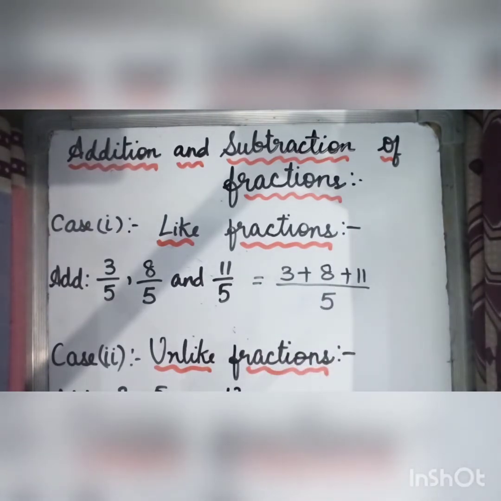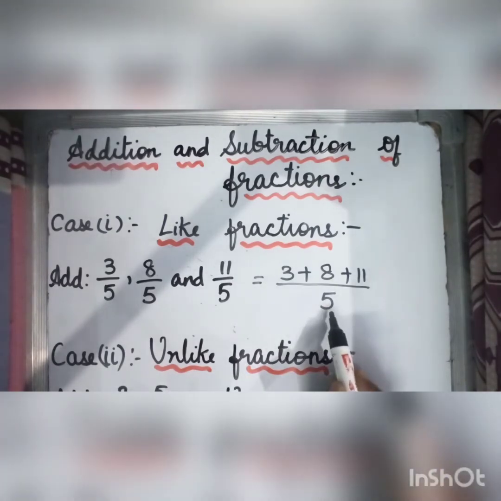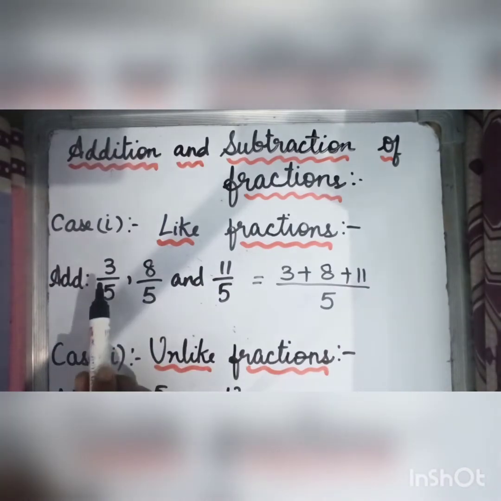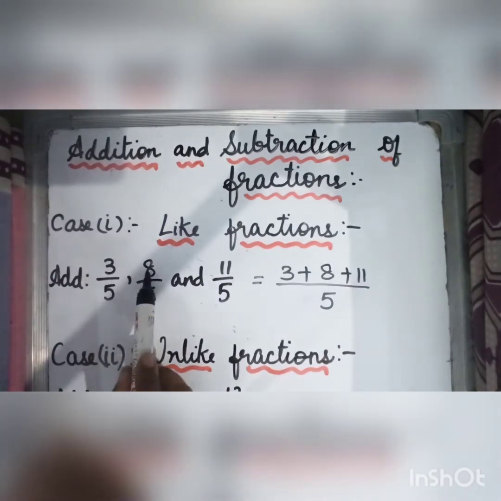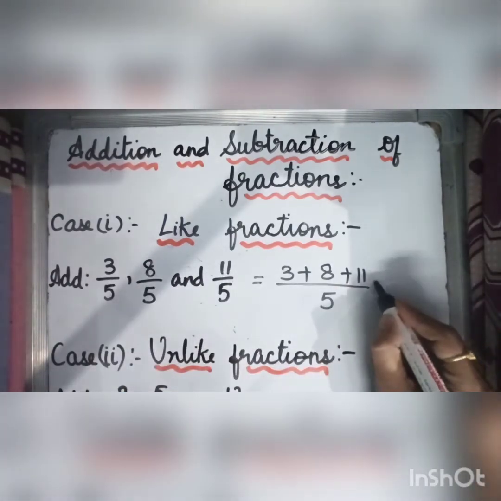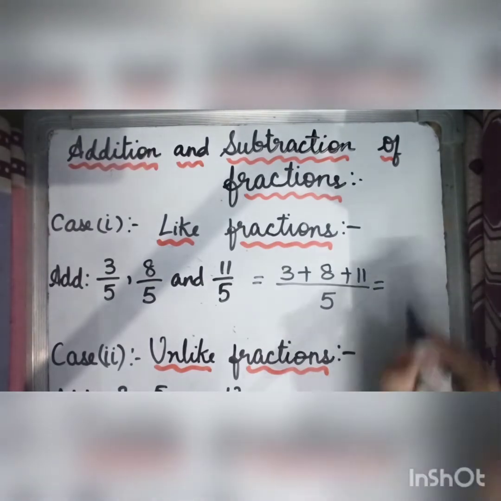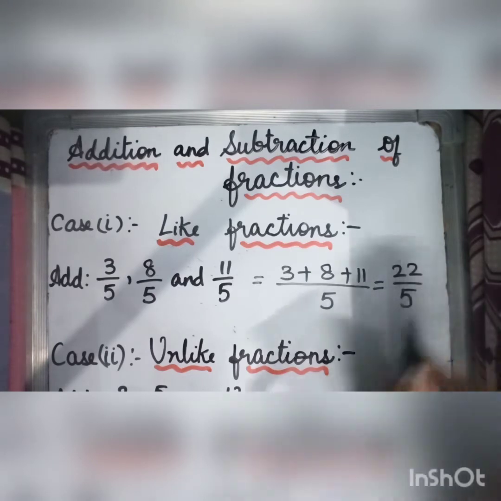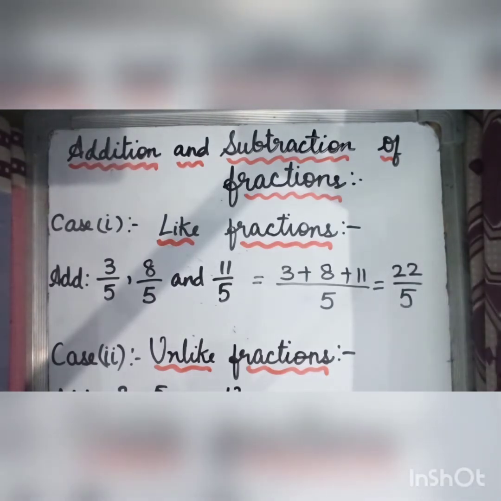Here the given like fractions are 3 by 5, 8 by 5 and 11 by 5. The common denominator is 5. So we write 5 in the common denominator, and in the numerator we add the numerators that are given: 3 plus 8 plus 11. 3 plus 8 plus 11 is nothing but 22 by 5. This is your sum of all the given like fractions.